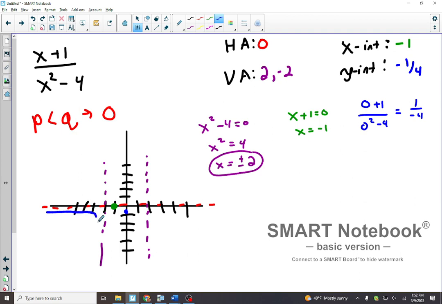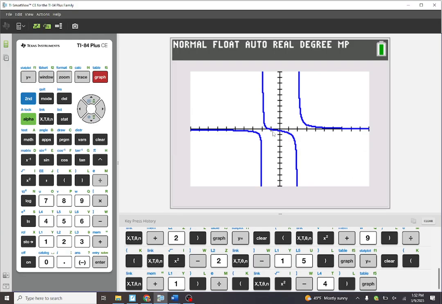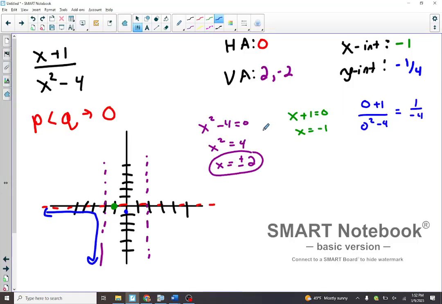So then it goes along this way. Now, where do you think it actually crosses? Not at 0, 0. It crosses the asymptote at the x-intercept, that green dot we made earlier.